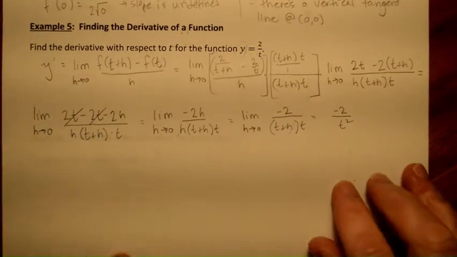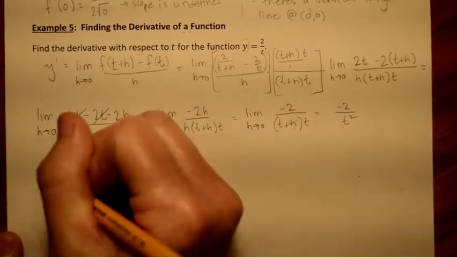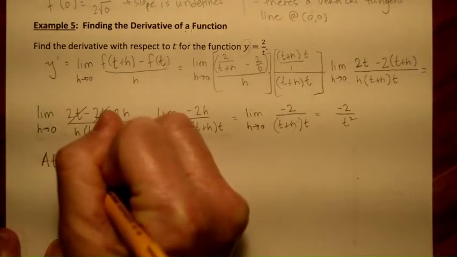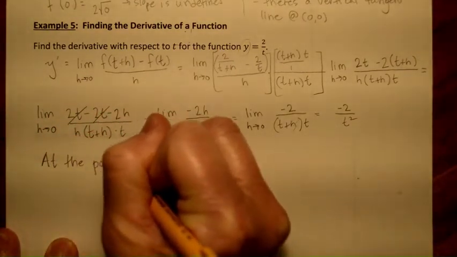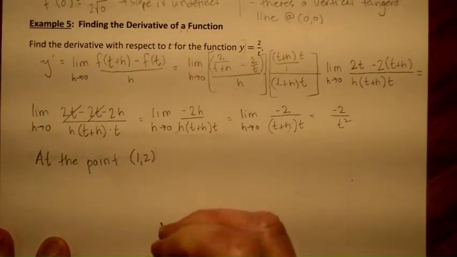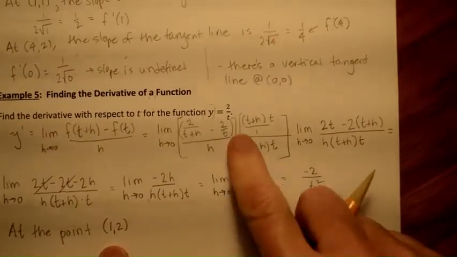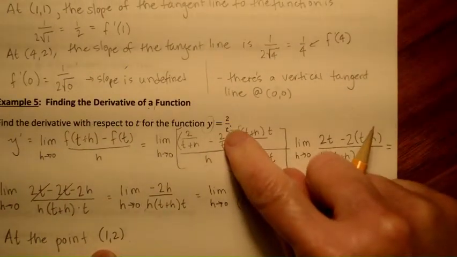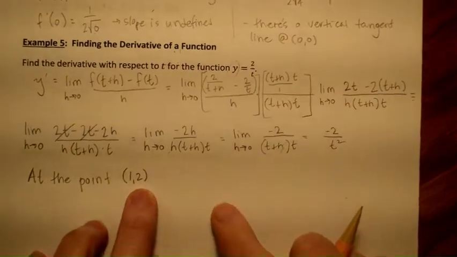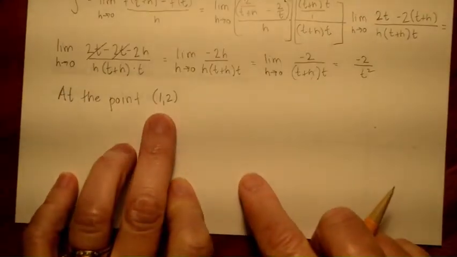For some reason down here I have said that I do want to look at a point, so at the point (1, 2), and again, let's just make sure that that is a legit point. If I plug 1 in here for t, I do get 2, because 2 over 1 would be 2. All right, so that is a legit point.